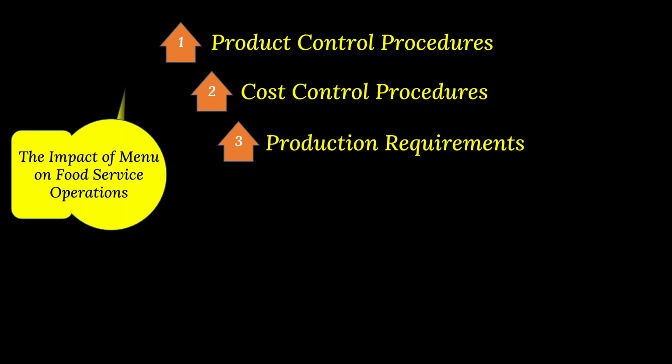So what do we require? Food items required by the menu must be produced consistently. Product quality, staff productivity and skills, timing and scheduling, and other kitchen functions are all dictated by the menu. So it is so important.